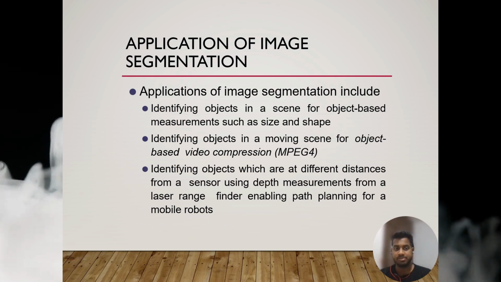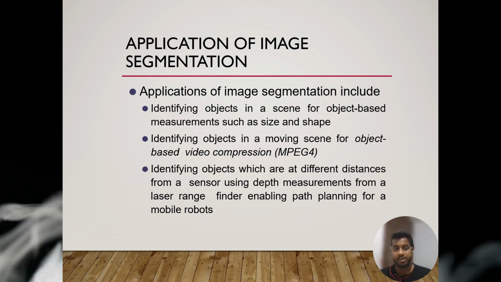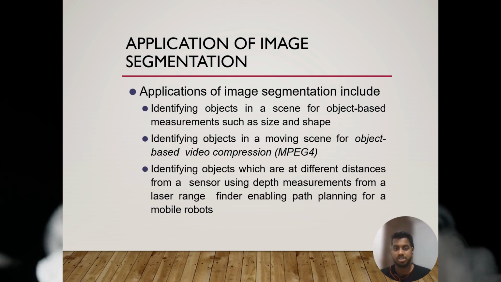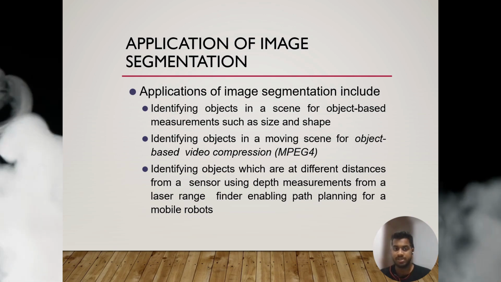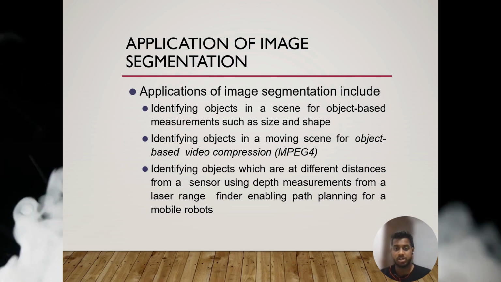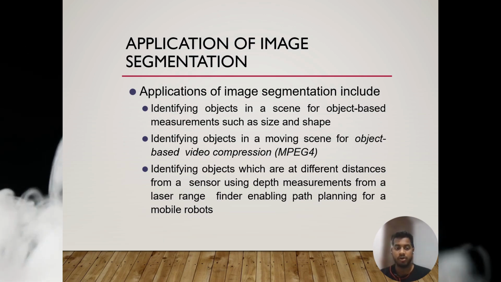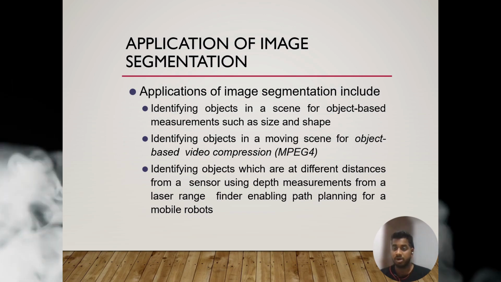Applications of image segmentation include identifying objects in a scene or object-based measurements such as size and shape, identifying objects in a moving scene for object-based video compression, and identifying objects which are at different distances from a sensor using depth measurement from a laser range finder to enable path planning for mobile robots.